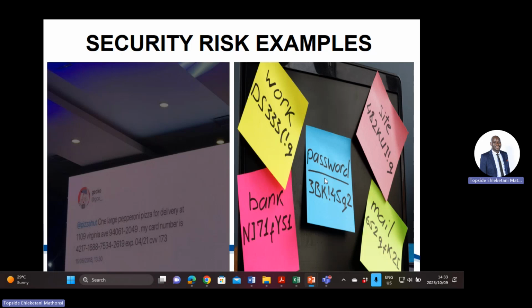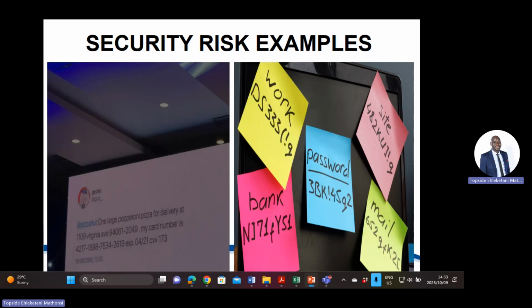Let's avoid writing our passwords down. We need to make sure that we create unique passwords that we can easily remember. Yes, they need to be strong, but we need to easily remember them so that we don't write them down and paste them anywhere where other people can have access to that place. So that's very, very important.